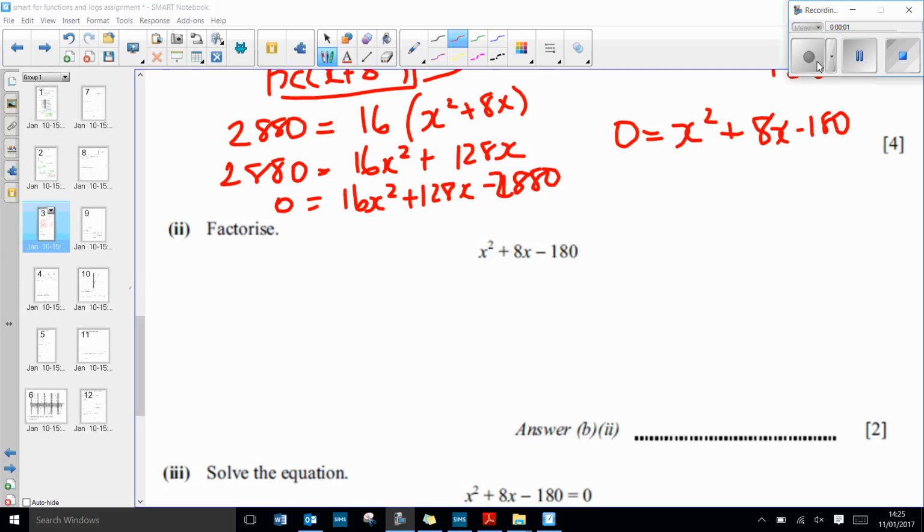So this one we have to factorize this expression. There is no number in front of the x squared, so this is straightforward, we're just trying to find two numbers that multiply to give negative 180, and they add to give positive 8.